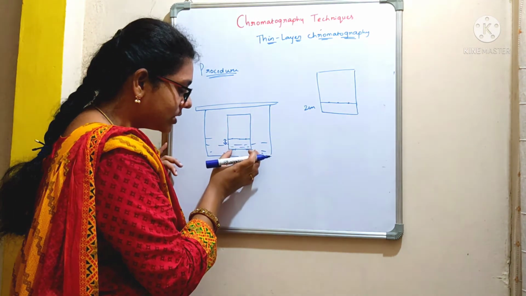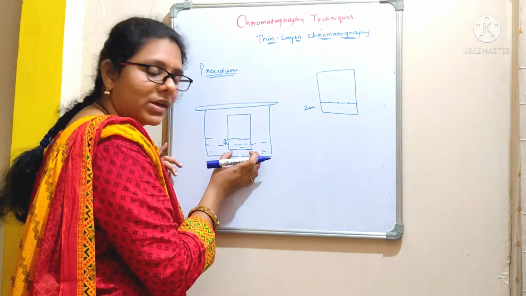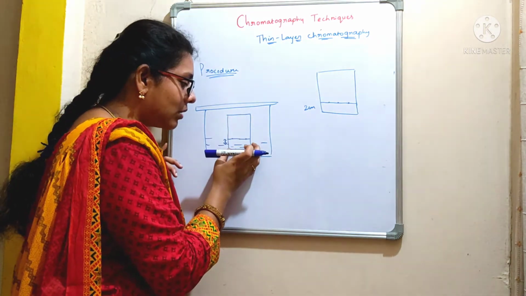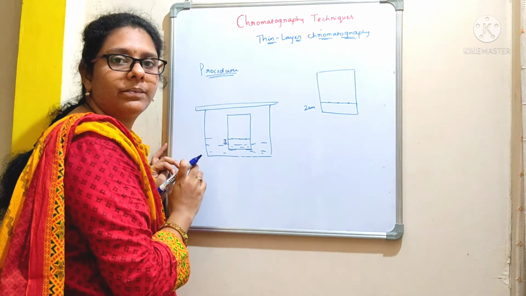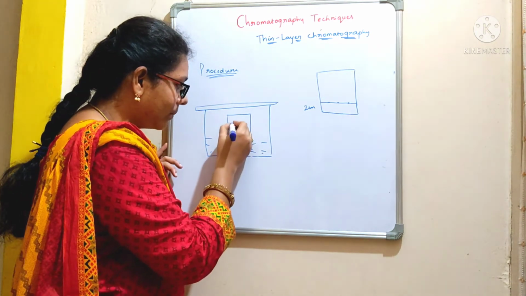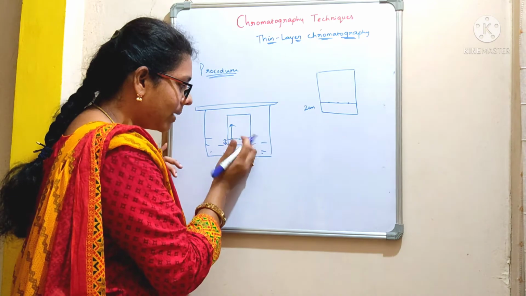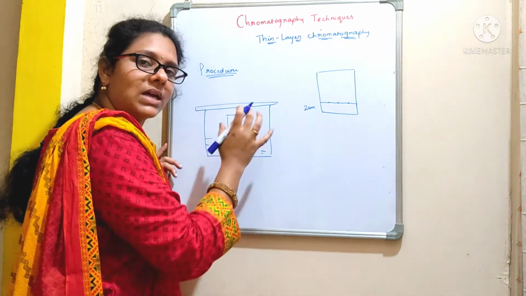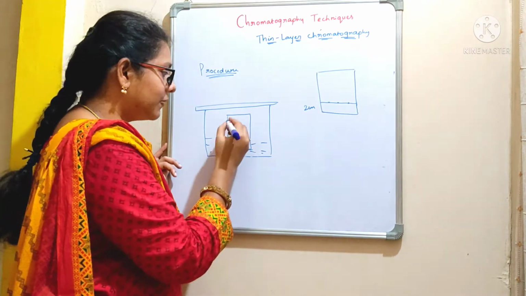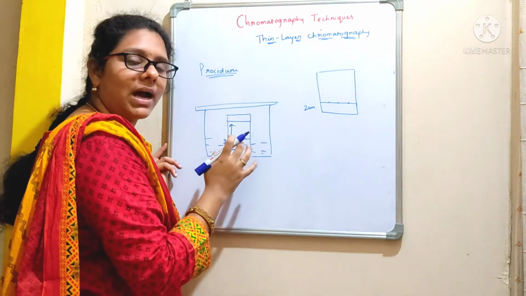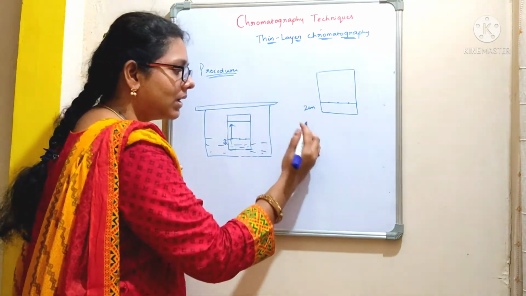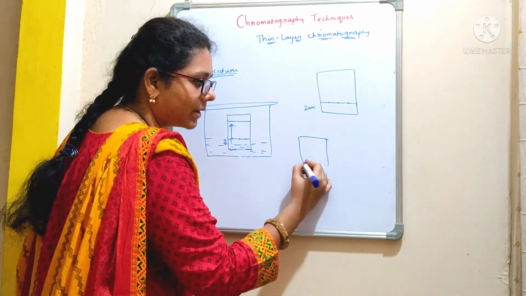Only the edge of the sheet should touch the mobile phase, so that the mobile phase will start the migration once it comes in contact with the stationary phase. And when it starts the movement, along with the mobile phase, the compounds which are present in the sample will also start the movement. And after a certain point of time, the migration of the solvent will stop. Then you need to take this sheet out of the chamber.